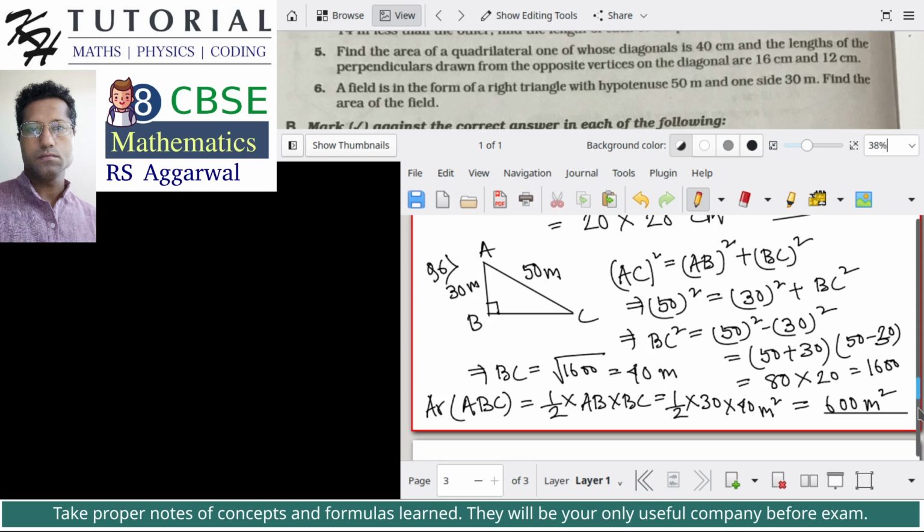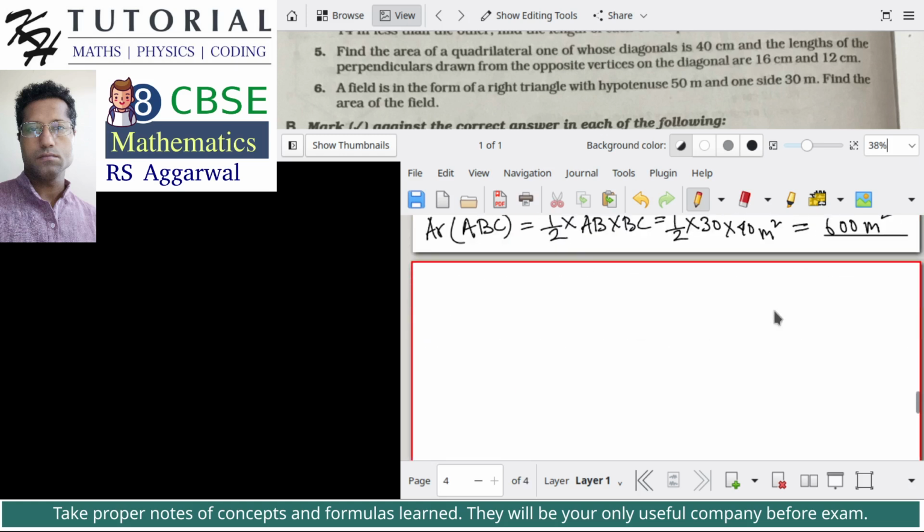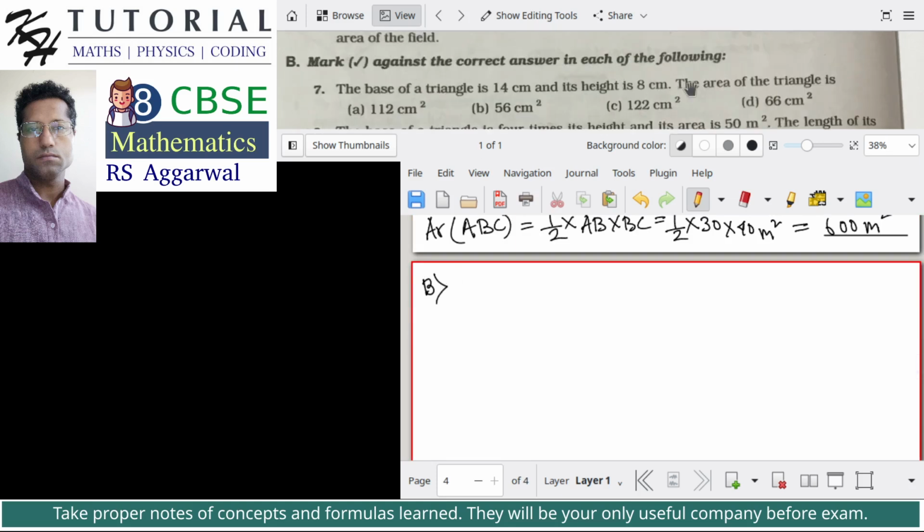Test paper 18, problem number 6 is 600 meter square. Okay. So this was the end of section A. Now let's start section B. Section B are all multiple choice questions where only one choice will be correct.